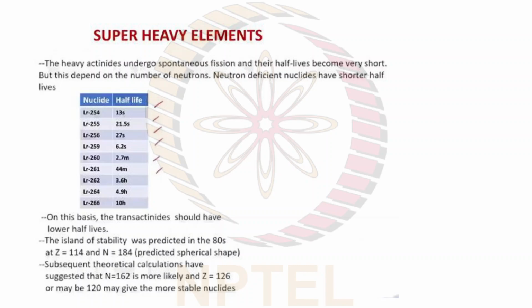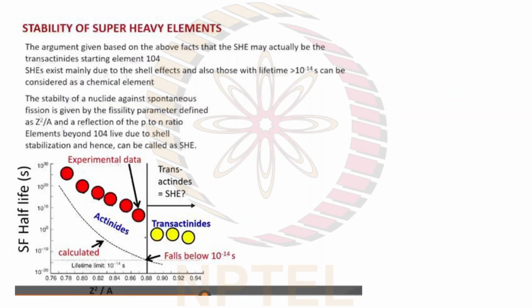Super heavy elements like Lr, with mass numbers 254, 255, 259, 260, 261, 262, 264, 266. The half-life varies from 13 seconds to 10 hours. On the basis of transactinides, they should have lower half-lives. The island of stability was predicted in the 80s at Z equal to 114 and N equal to 184. Subsequent theoretical calculations have suggested that N equal to 162 is more likely, and Z equal to 126 or maybe 120 may give more stable nuclides.